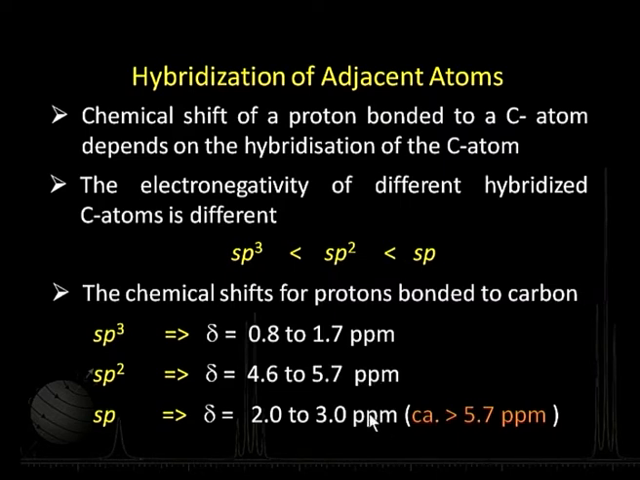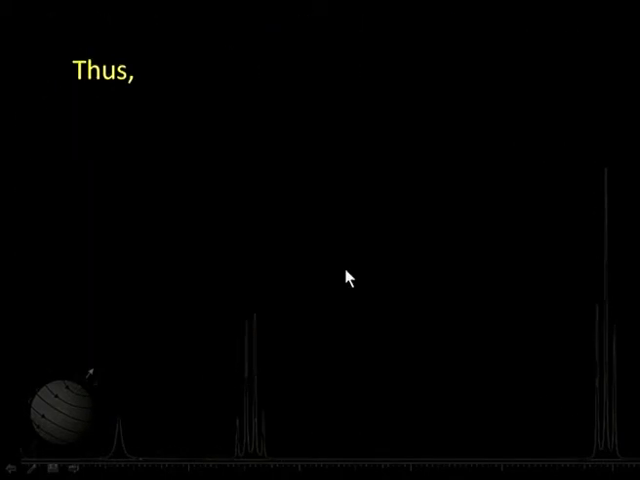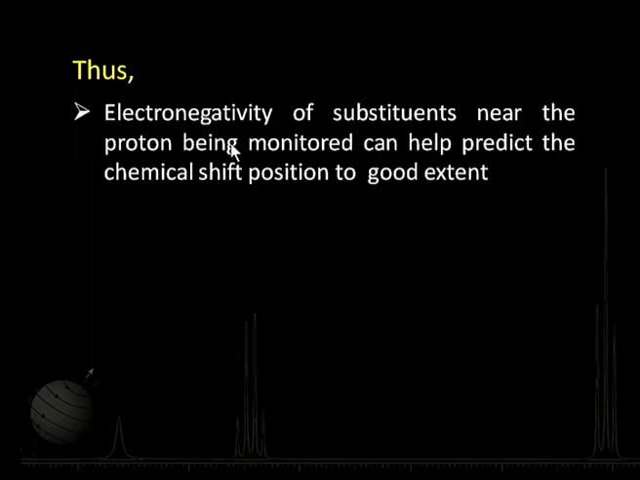But it is important that these kinds of correlations do matter, but they are not the only contributions to the chemical shift positions of the protons there. Thus, we can conclude that the electronegativity of substituents near the proton being monitored can help to predict the chemical shift positions to a very good extent. That means electronegativity is a reasonably good and important factor there, but there are a number of exceptions which cannot be explained on the basis of just electronegativity as a criterion.